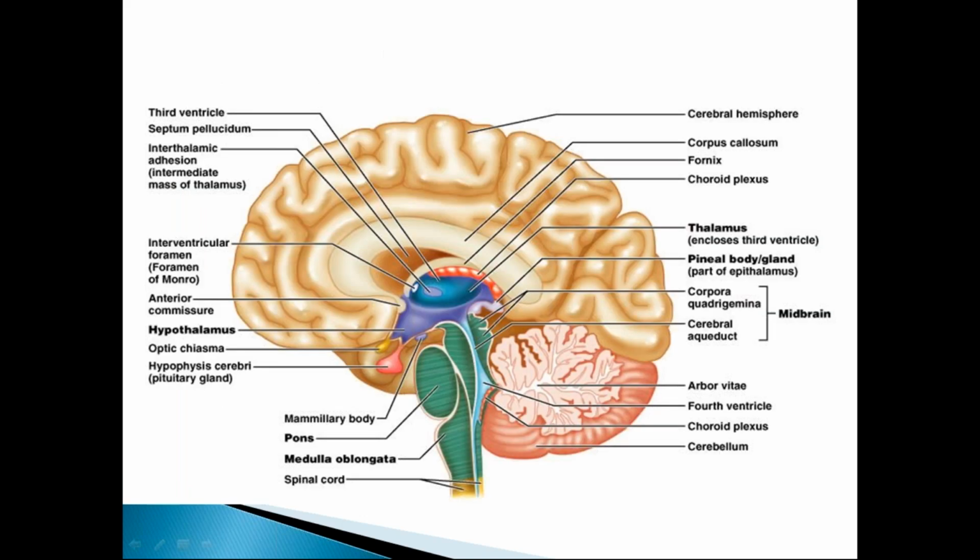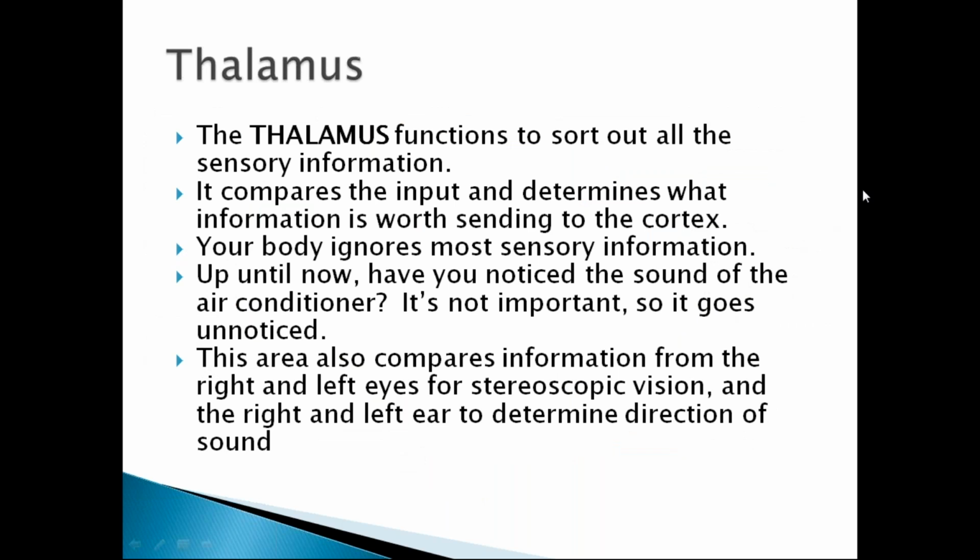So there you see them, deep down you see the hypothalamus. Let me get out my arrow right there, and the thalamus. The thalamus functions to sort out all the sensory information. So think of it as a crossing guard. As this information comes through, it tells it where to go. It compares the input and determines what information is worth sending to the cortex.